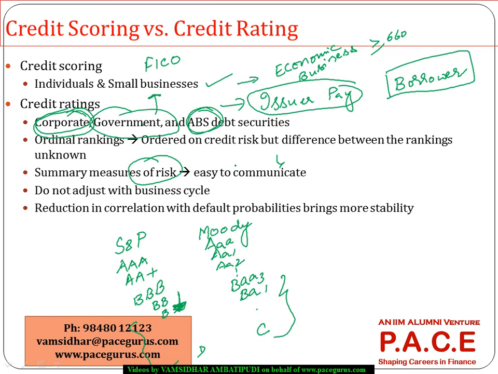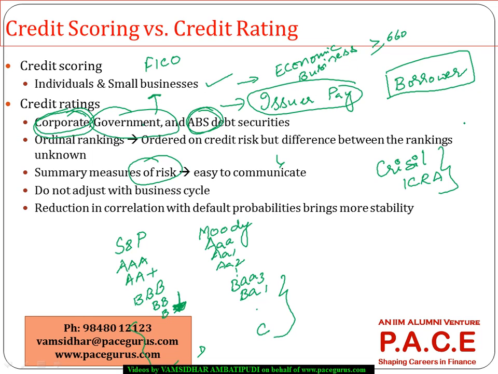So different rating agencies, especially these two, are highly popular in the United States, and every country has a different set of rating agencies. Like this, let's say in India we look at CRISIL, ICRA. Again, there are a few more rating agencies which are more and more popular. So whatever ratings they are giving out are more and more summary measures of risk, and whatever they are giving, they do not adjust with the business cycle.